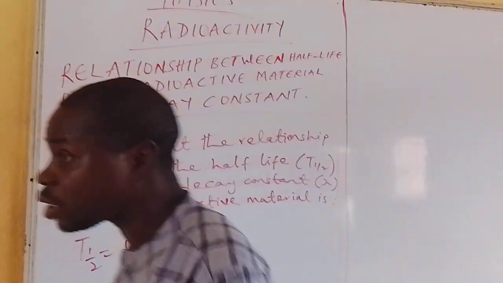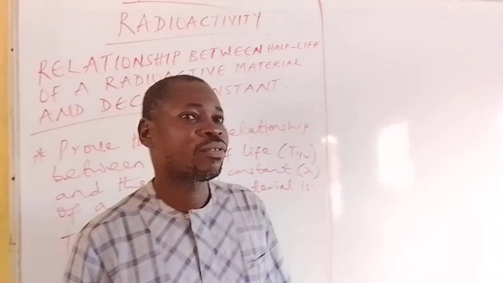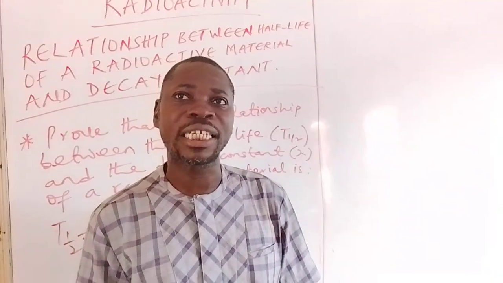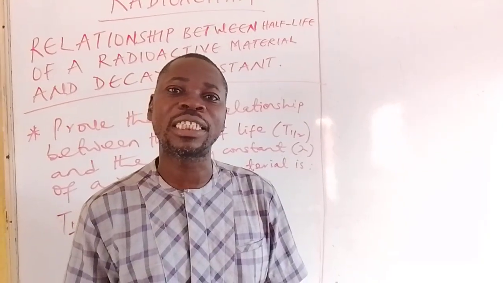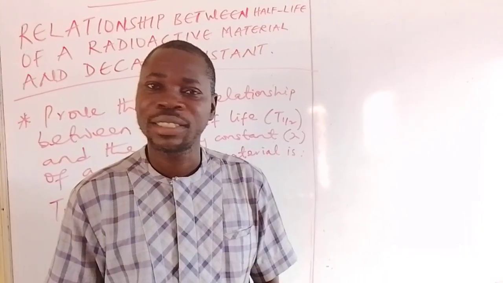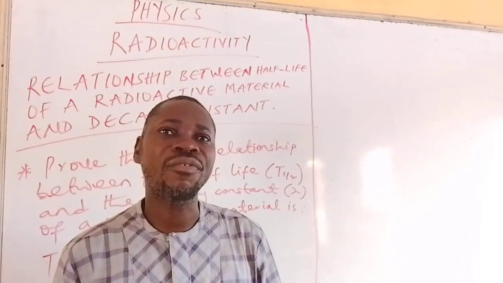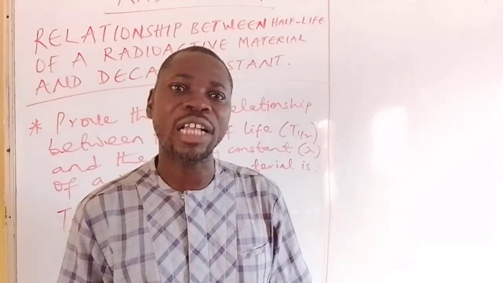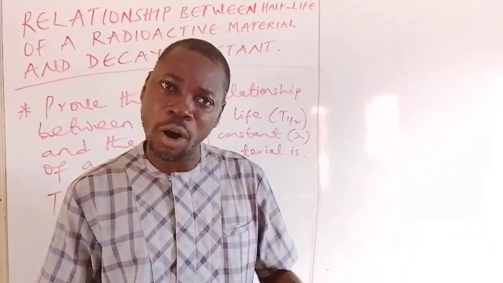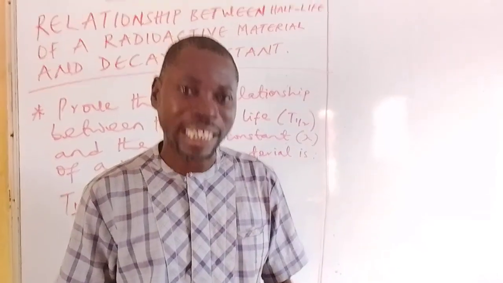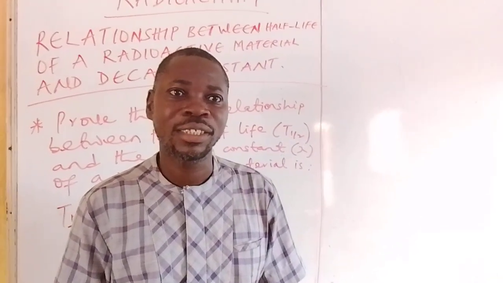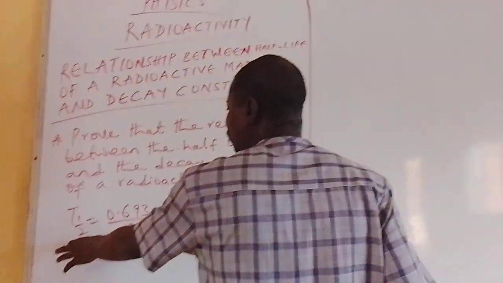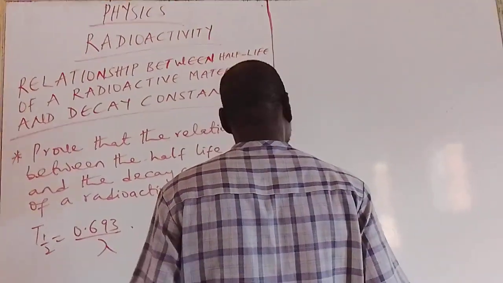Before I play with the question, what is half-life? Half-life is the time taken for half of the original number of atoms present to disintegrate or decay. Again, half-life is the time taken for half of the original number of atoms or radioactive material present to decay or disintegrate. So what we want to bring out here is the relationship between half-life and the decay constant.